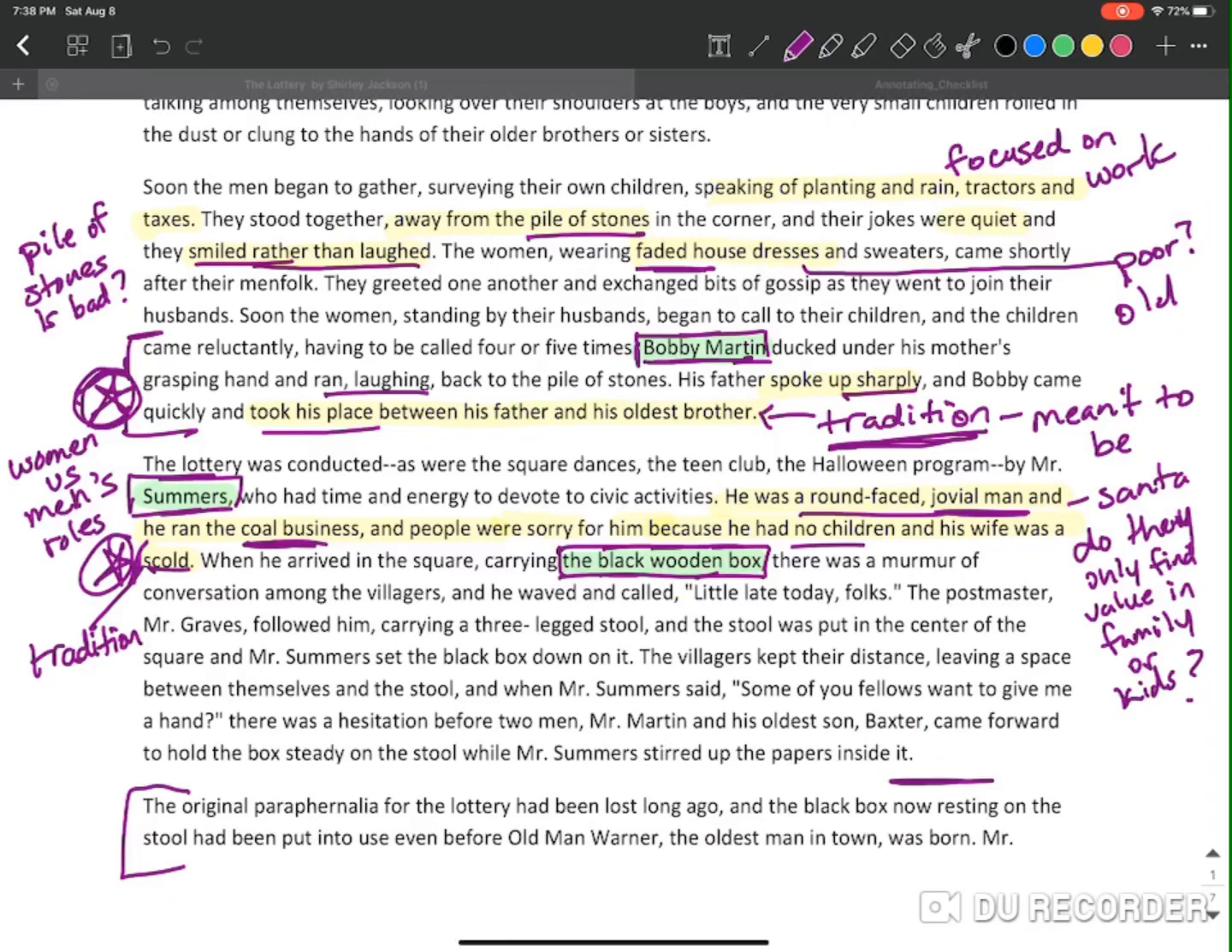Anyway, when he arrived in the square carrying the black wooden box, there was a murmur of conversation among the villagers, and he waved and called, "Little late today, folks." The postmaster, Mr. Graves, followed him, carrying a three-legged stool, and the stool was put in the center of the square, and Mr. Summers set the black box down on it. The villagers kept their distance, leaving a space between themselves and the stool.